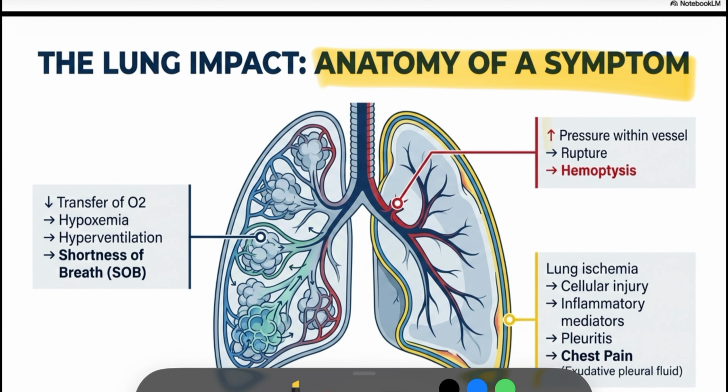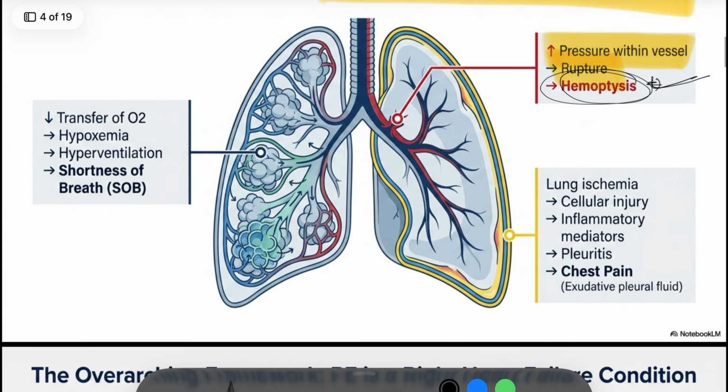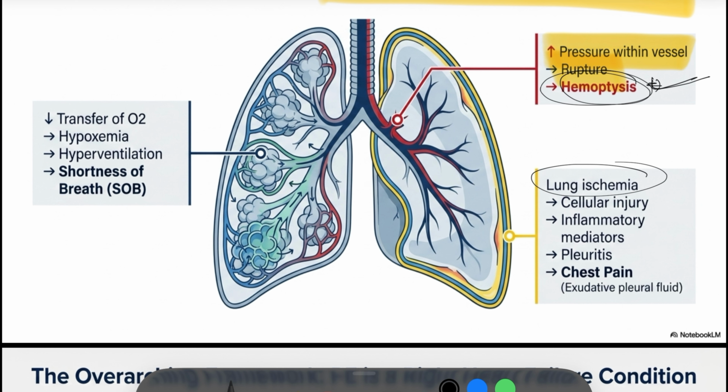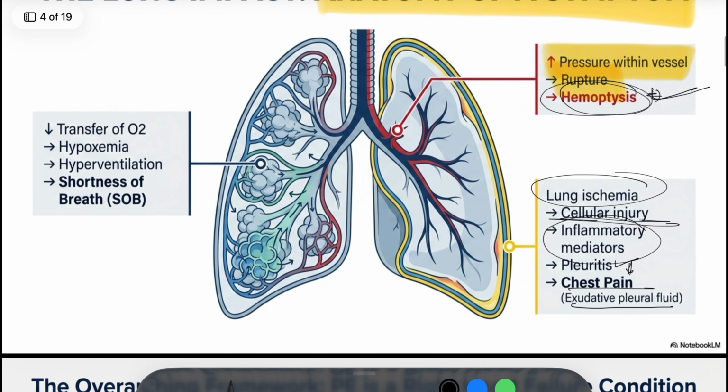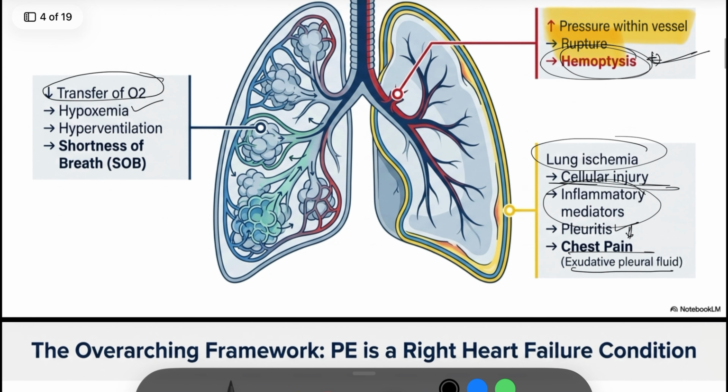There is an increase in pressure within the vessel, which leads to rupture. If there is any rupture, what happens? It leads to bleeding, so we call it hemoptysis. Then if there is lung ischemia, it causes cellular injury, which may lead to release of inflammatory mediators. Then we get pleuritis, which leads to chest pain due to exudative pleural fluid. Then there will be a reduction in oxygen transfer, which leads to hypoxemia.